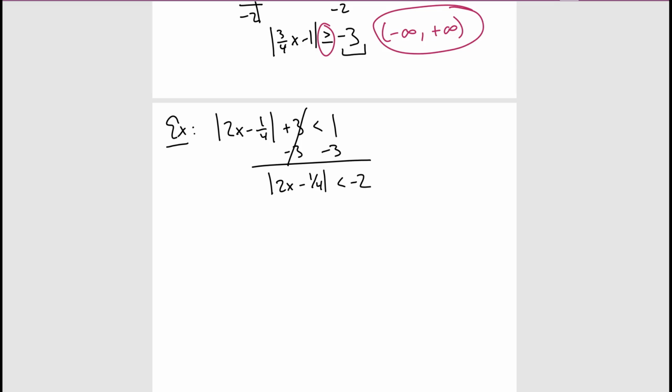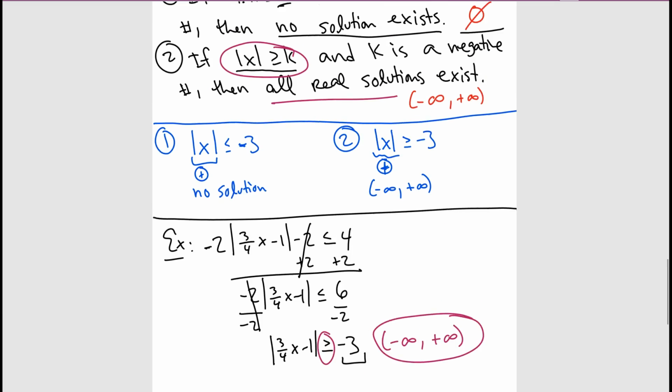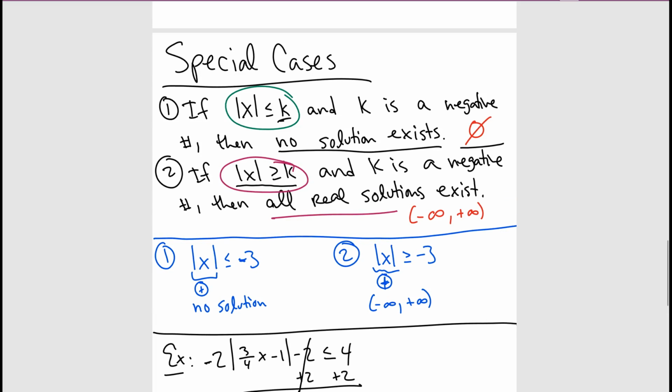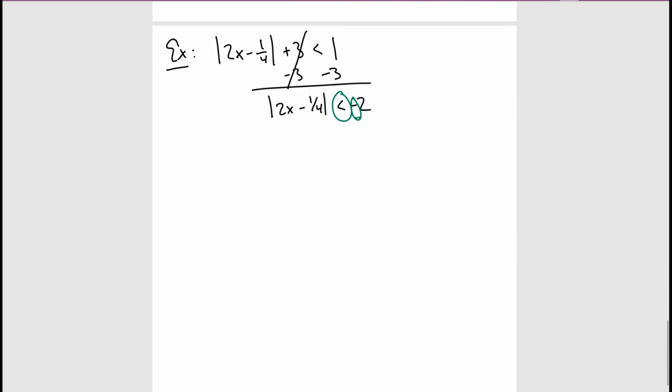Okay, now what case is this one? Well, because we have a less than and a negative sign here, this is going to be case 1. So if k is a negative number, no solution exists. So here we can write no solution. Okay, and that's the answer for that.